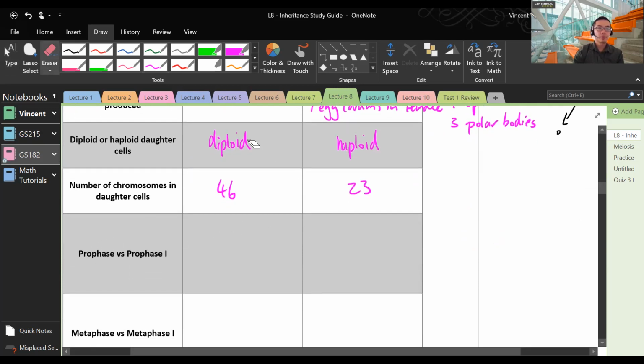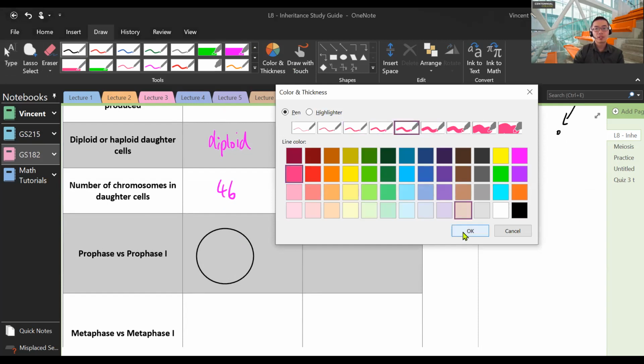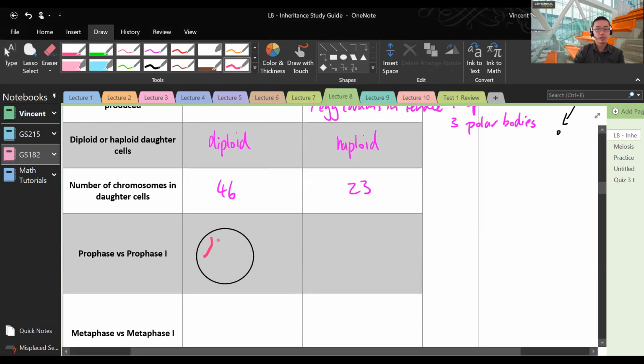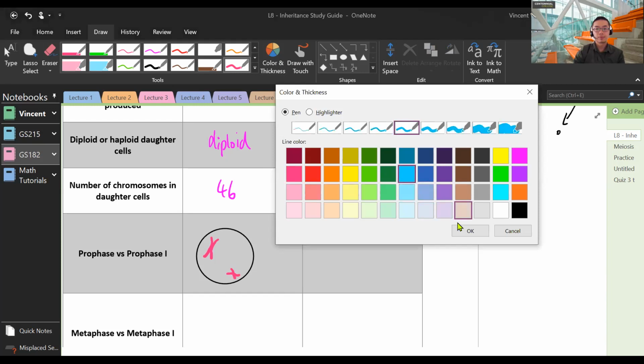Okay, prophase here and prophase here. For mitosis, the homologous chromosomes do not find each other. After they duplicate, they'll just hang out on their own. They're not going to find each other.